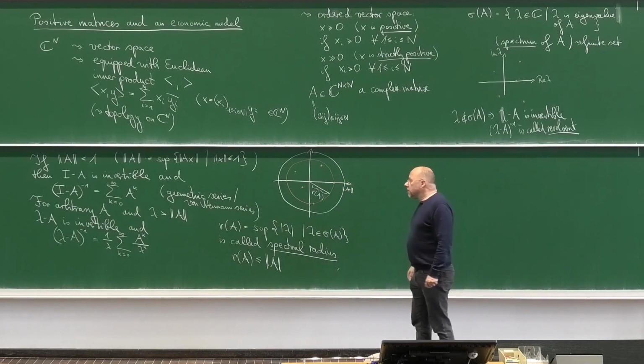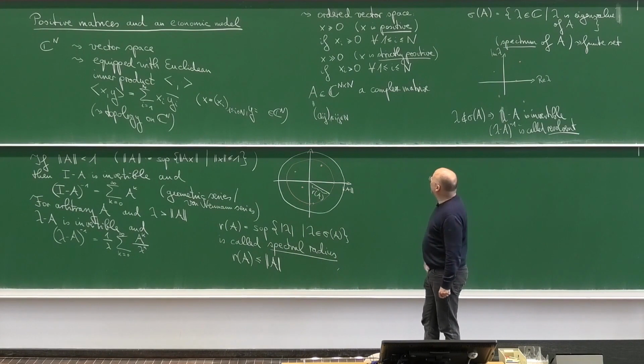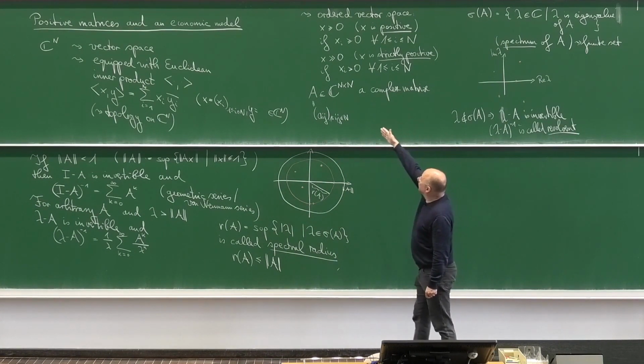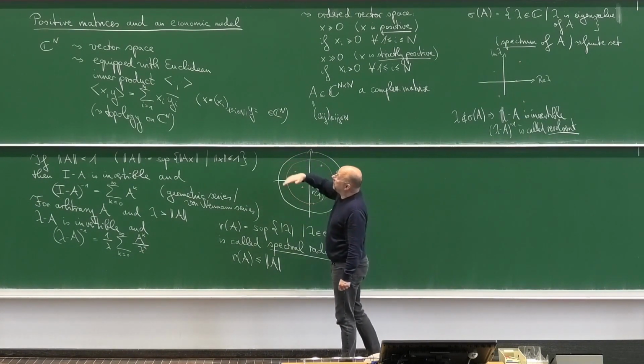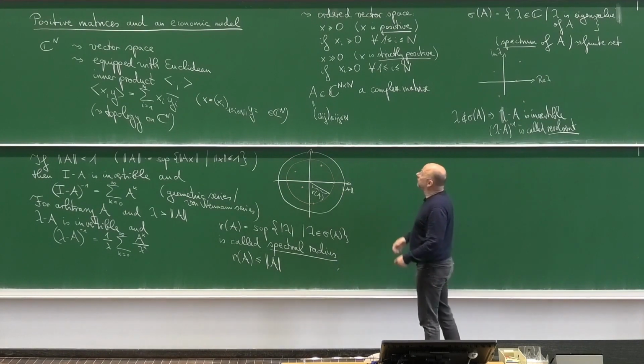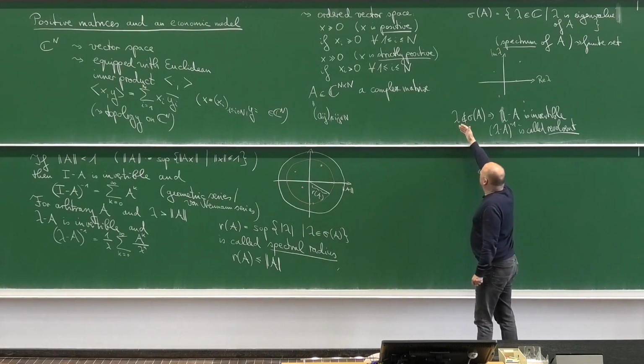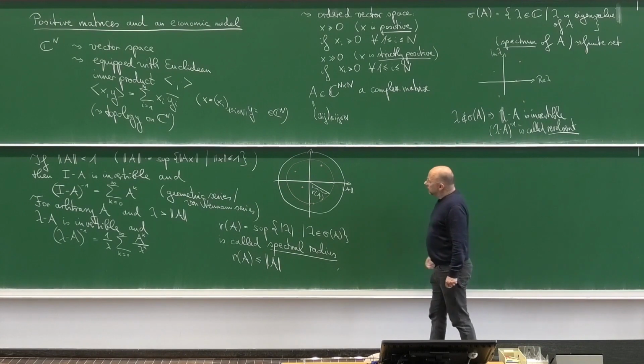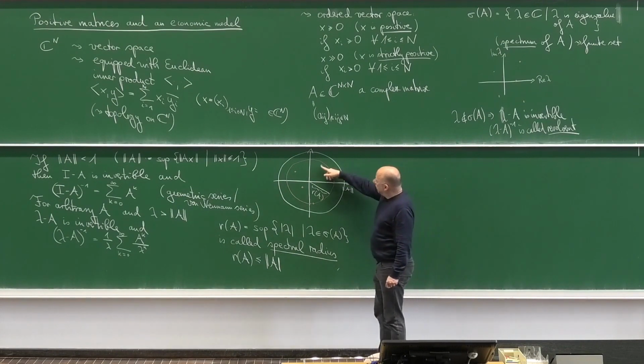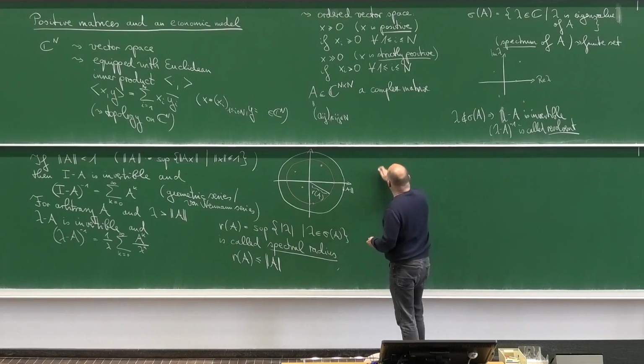There's already one simplification if our matrix, even if it is acting on the complex space, may also act on the real space, if the matrix only has real entries. Then it turns out that if lambda is an eigenvalue of the matrix, then also the complex conjugate is an eigenvalue.